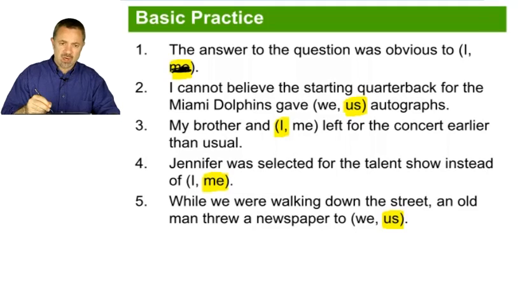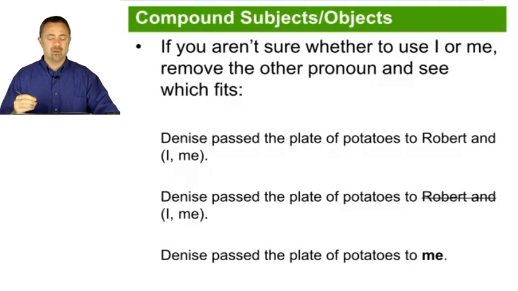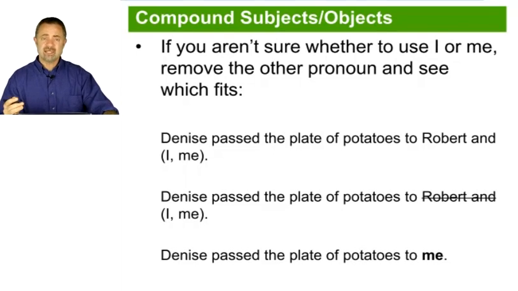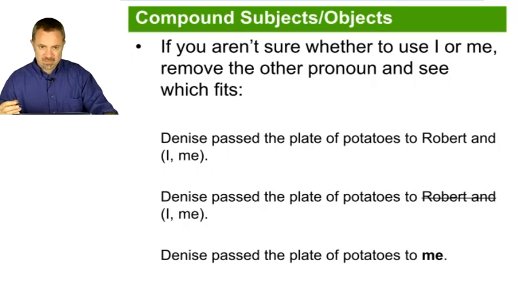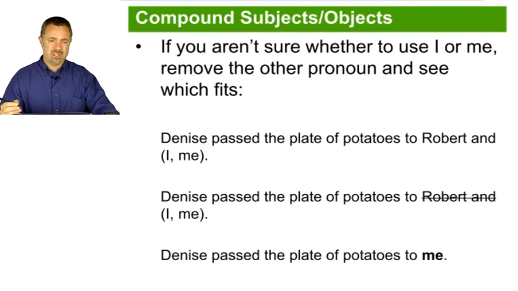Well, let's move along to some compound subjects and objects. A lot of the times what you can do with these sentences is, if you're not too sure whether to use I or me, you can remove the other pronoun and see which fits. So for example, here we have: Denise passed the plate of potatoes to Robert and I or me. Well, why don't we get rid of Robert? So we would say, Denise passed the plate of potatoes to me. All right, because you wouldn't say to I, you would say to me.